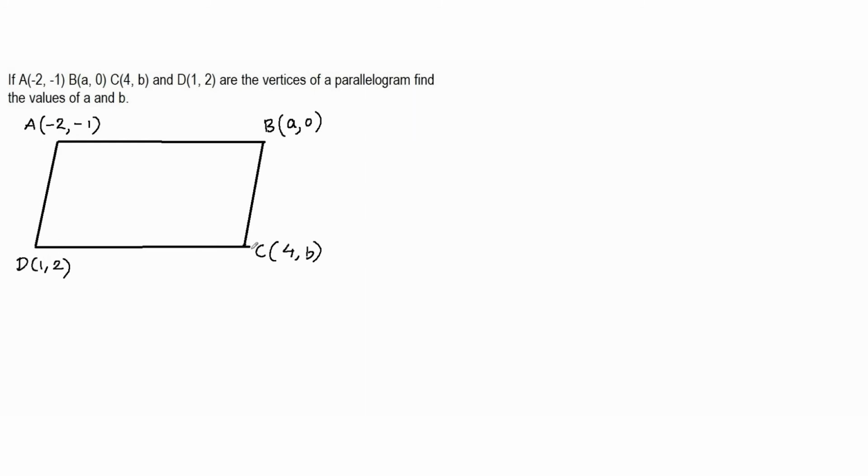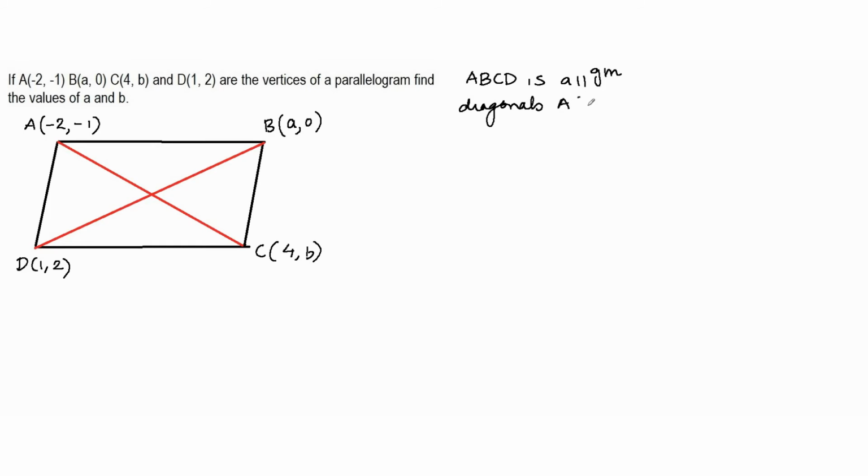It is given that ABCD is a parallelogram. Because this is a parallelogram, I know that the diagonals do bisect each other. Correct? So the diagonals will bisect each other. That means the midpoints of BD and the midpoints of AC should be equal. So I can say that since ABCD is a parallelogram, diagonals AC and BD bisect each other.